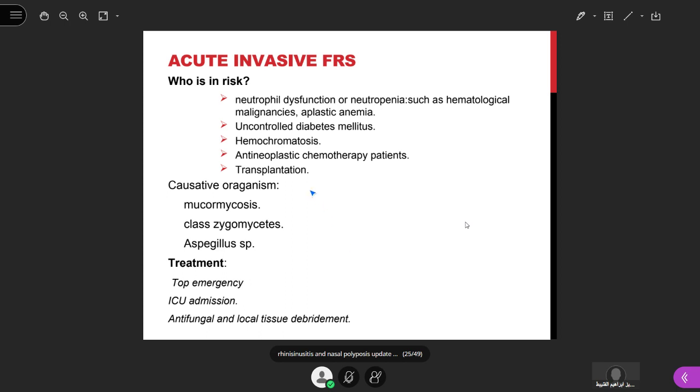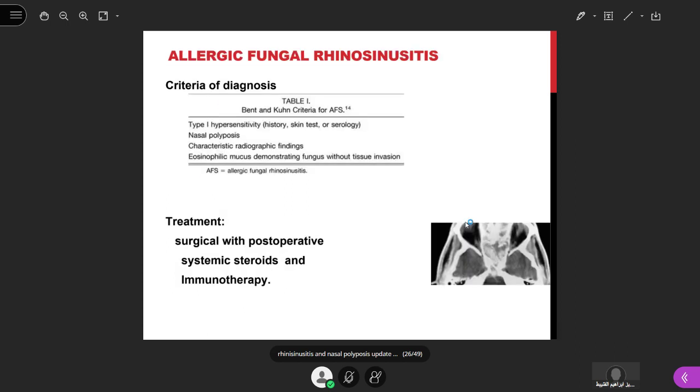arteries. Who is at risk for invasive? Again, neutrophil dysfunction, such as hematological diseases like aplastic anemia, uncontrolled diabetes mellitus, hemochromatosis, patients on chemotherapeutic agents, plus transplantation patients. Cause of organism: mucormycosis is at the top, Aspergillus species second. Treatment is a top emergency: the patient needs ICU admission, systemic antifungal, and sometimes we need to debride the patient locally.